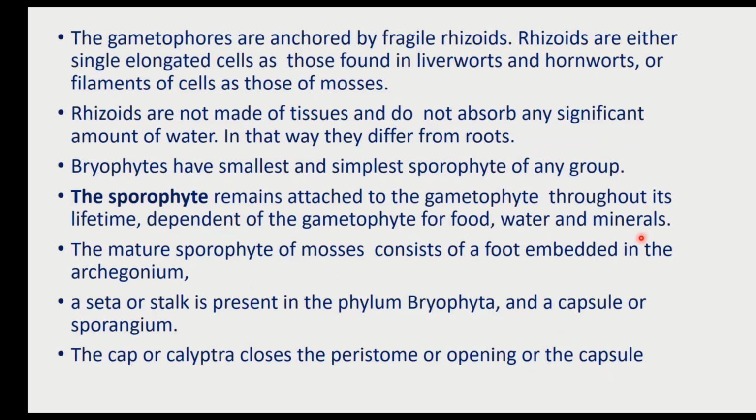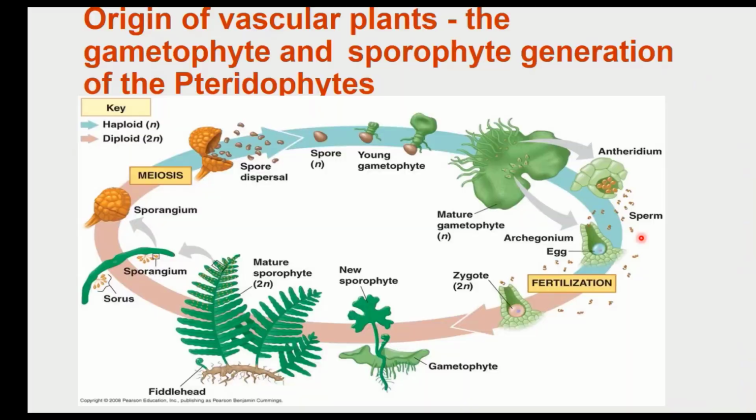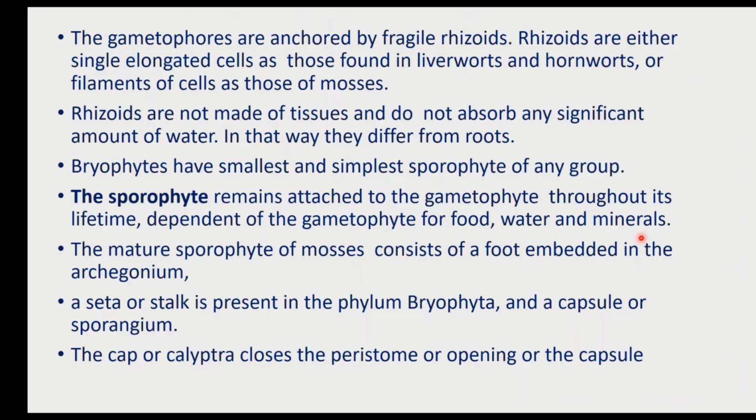The gametophytes are anchored by fragile rhizoids. Rhizoids are either single elongated cells, as found in the liverwort and hornwort, or filaments of cells, as in mosses. The liverwort and hornwort are examples of these bryophytes. Rhizoids are not made of tissues and do not absorb any significant amount of water. In that way, they differ from roots. The bryophytes have the smallest and simplest sporophyte of any group.